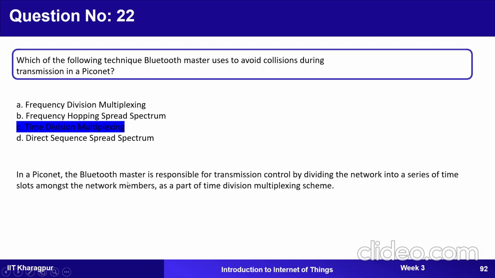In Piconet, the Bluetooth master is responsible for the transmission control by dividing the network into a series of time slots amongst the network members, and these network members use those time slots in order to send the data. The length of each time slot in case of Bluetooth is 10 millisecond.